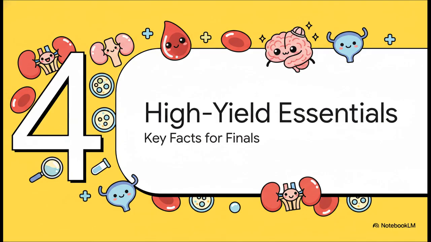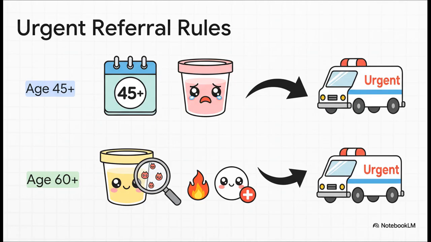Okay, time to switch into exam prep mode. This is a quick-fire round of the absolute must-know, high-yield facts that you need to have locked in. Let's talk about when to make that urgent referral. In the UK, the NICE guidelines are super clear. Anyone who is 45 or older with visible blood in their urine that you can't explain gets an urgent referral, period. For non-visible blood, the bar is a bit higher. You have to be 60 or older and have other symptoms like pain or a high white blood cell count. The logic is simple. Blood you can see is just a much bigger red flag.